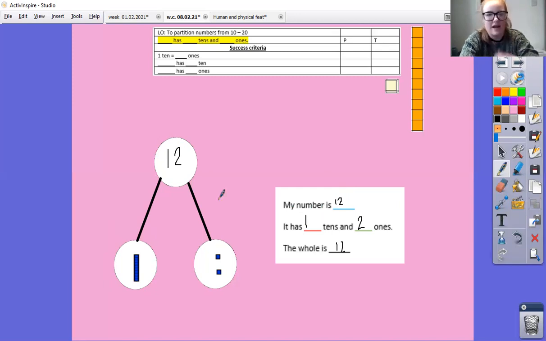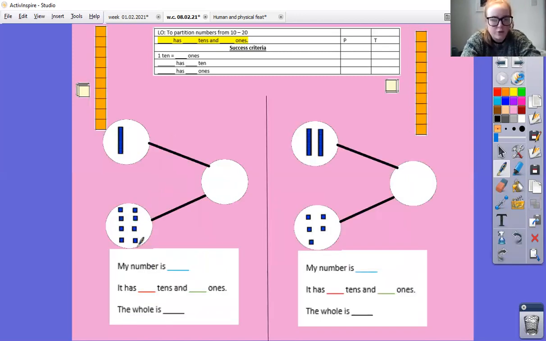Okay. Let's have a go at this one together. We're going to look first of all to complete the whole. One part is going to be 10s and one part is going to be 1s. Which is my 10s? There are 10 little cubes here making my 10. So I've got 1 ten here. I'm going to write that in my part whole model. How do I represent it? I represent it with the number 1.